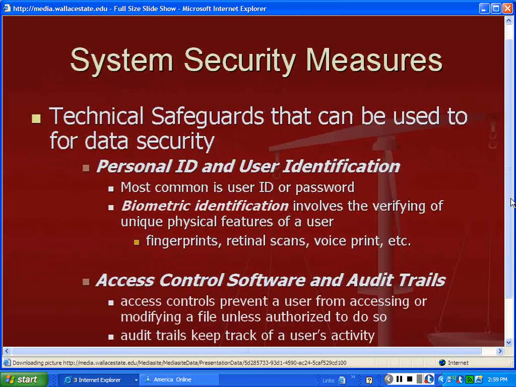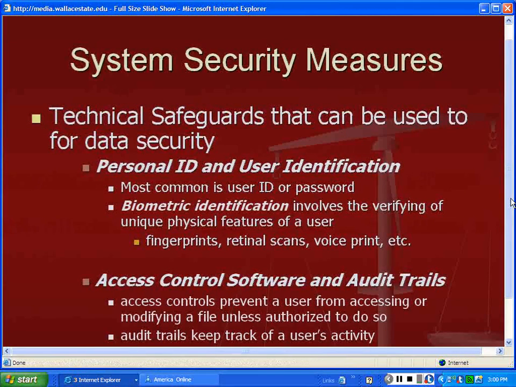That's the most common. But under that same category with a personal ID and user identification, instead of using a password, biometric identification can be used, and it involves verifying a unique physical feature of a user. So if I walk up, instead of keying in a password, I can actually lay my hand down and it'll do a palm print, or I can have my voice recorded, or a fingerprint, or a retinal scan, which scans my eye.